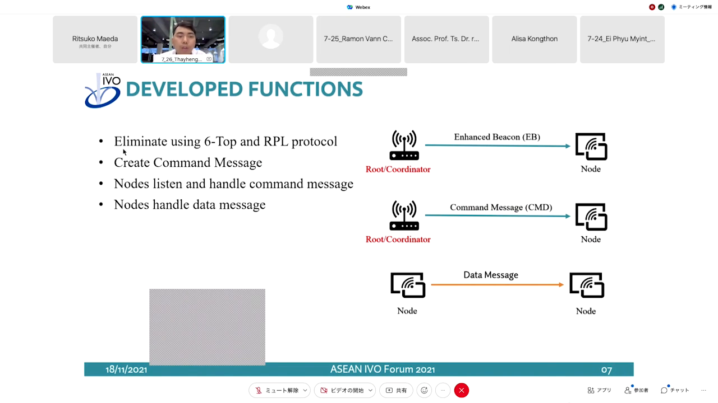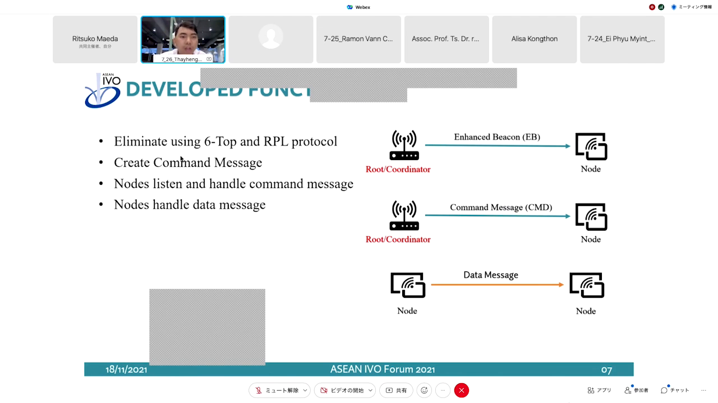So the first one is that we want to eliminate the 6top protocol in the 6TiSCH, so that the nodes don't have to communicate back and forth in order to transmit or send data. And we also want to eliminate the routing protocol in the network, so that you can just do a direct communication with all the nodes in the network.